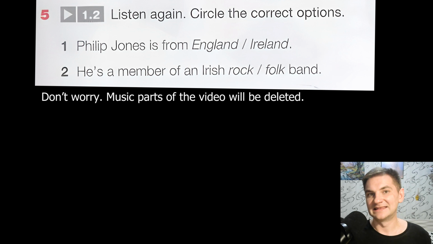Task 5. Listen again, circle the correct options. Number 1. Philip Jones is from England or Ireland. Number 2. He is a member of an Irish rock band or a folk band. Band is a group of people who play music together. I hope you know this word. So now listen again and circle the correct options.